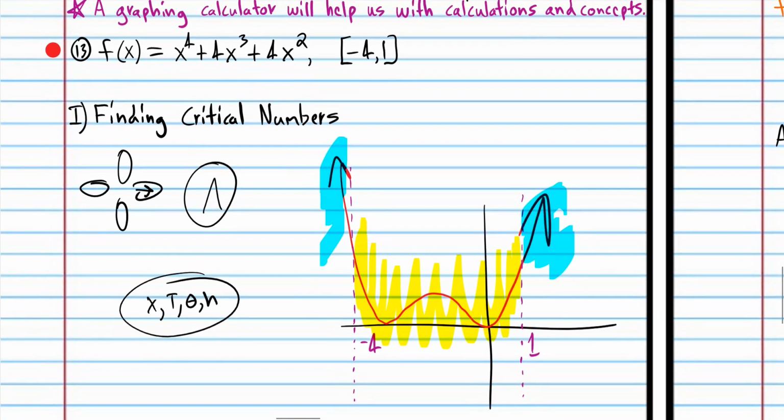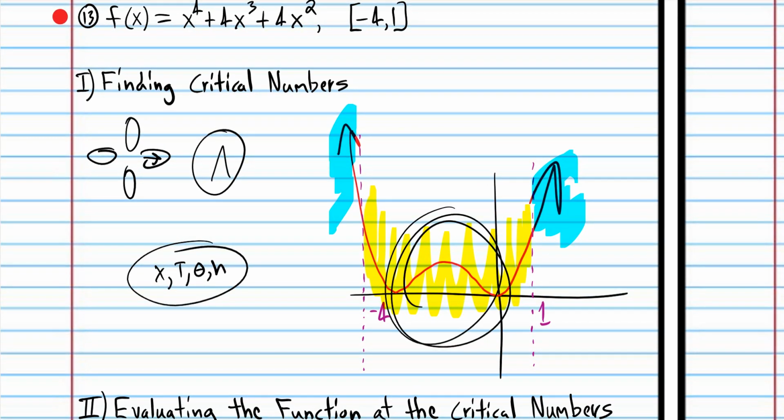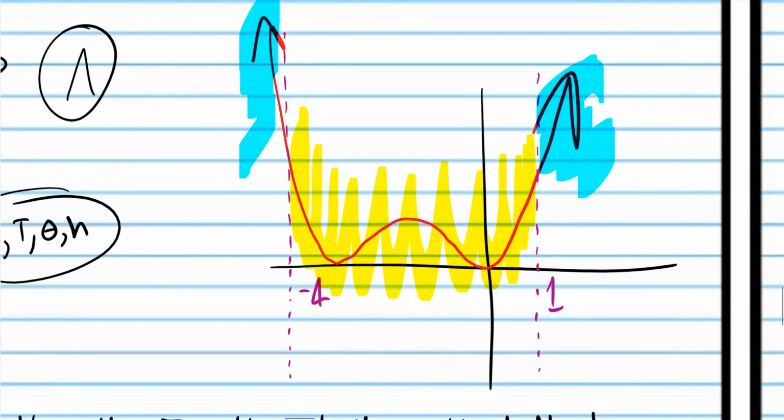So again, what we're trying to find is the points on the graph that have the biggest y values in this yellow interval. So again, what we want is to find the biggest y value of the graph on this yellow interval and the smallest y value of the graph on this interval. So we need to find the points on the graph that have the biggest y value and the smallest y value.